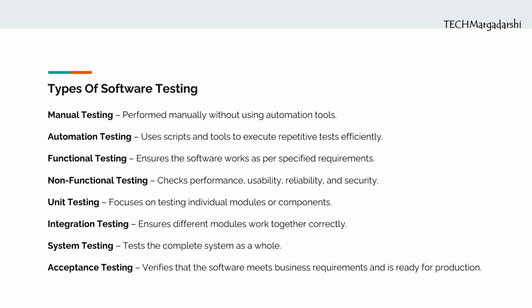Unit testing focuses on individual modules. Integration testing ensures modules work together. System testing tests the complete system, and acceptance testing verifies that the software meets business requirements and is ready for production.